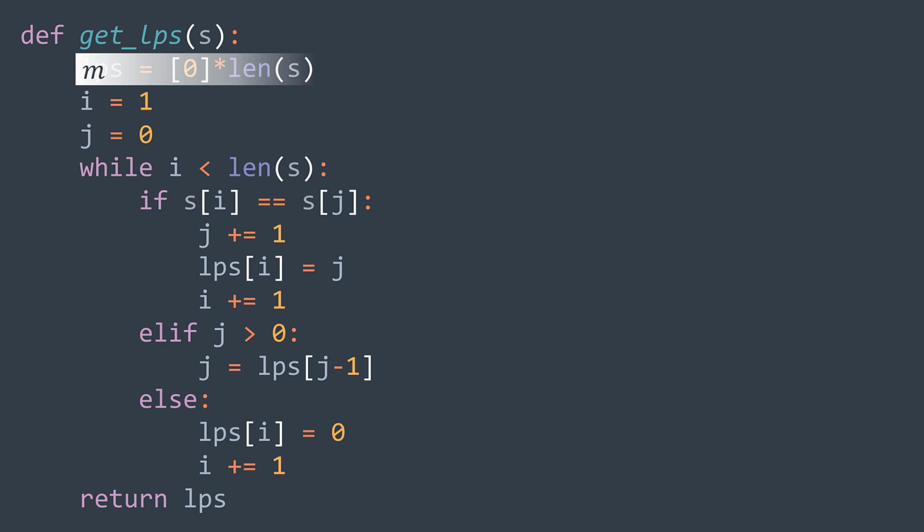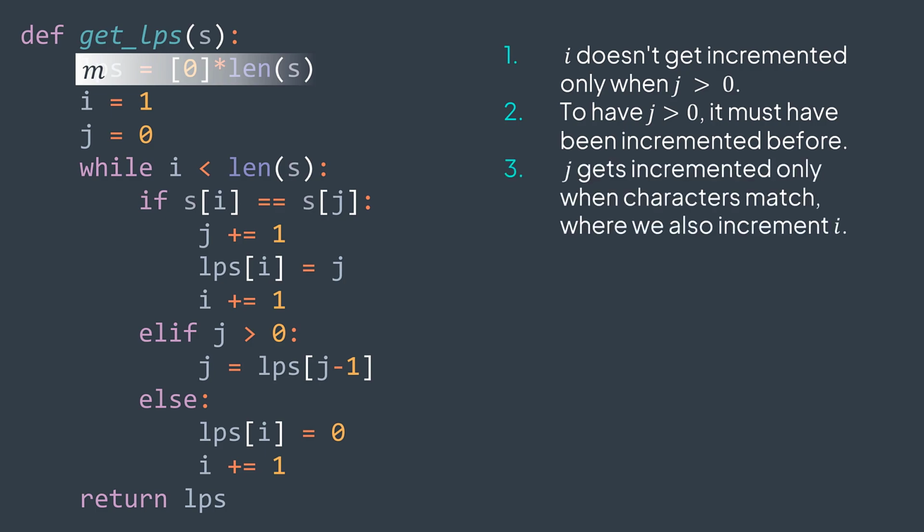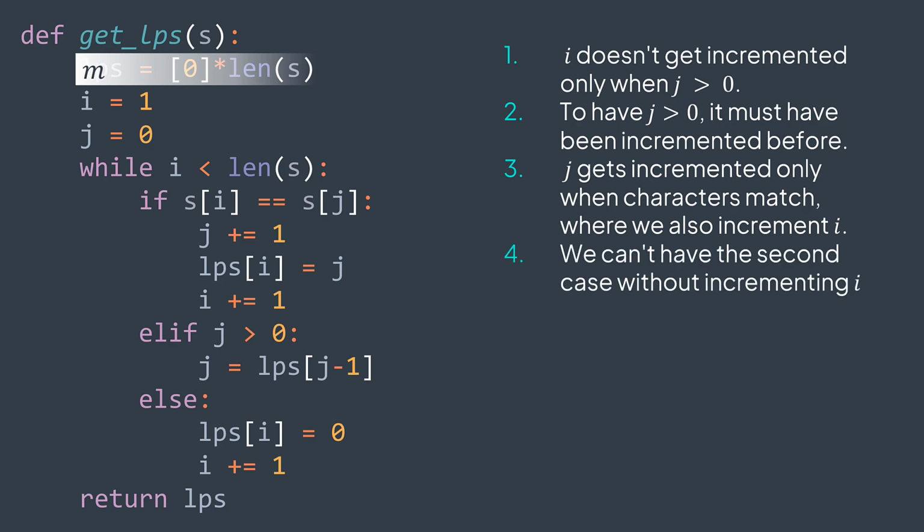But no, let me explain. The second case is the one where i doesn't increase, and for it to occur, j has to be greater than 0. And to have j greater than 0, it must have been incremented before. j gets incremented only when characters match, where we also increment i. We deduce that we can't have the second case without incrementing i. We also know that in the second case, j can only decrease when we assign LPS of j-1 to it, because LPS of j-1 is always smaller than j.